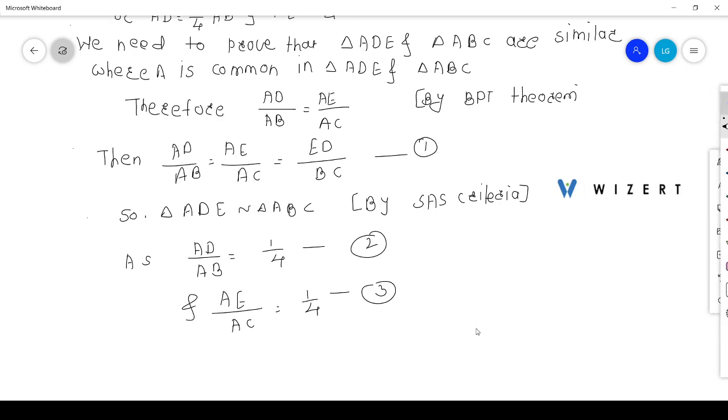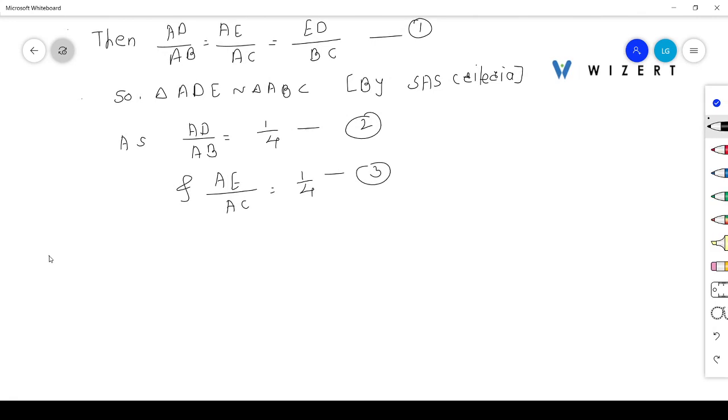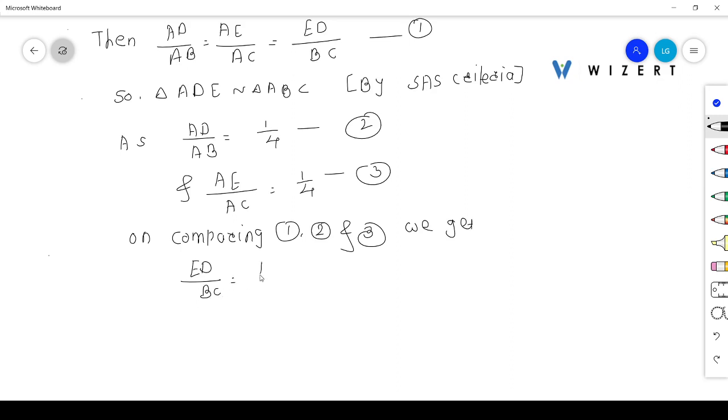So on comparing 1, 2 and 3, we get ED upon BC equals 1 by 4. Hence, BC equals 4 ED.